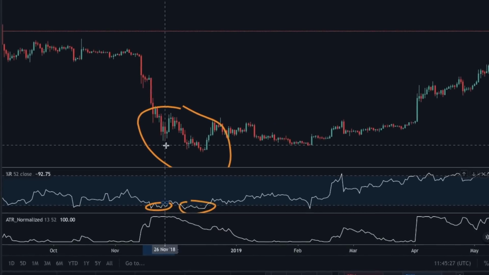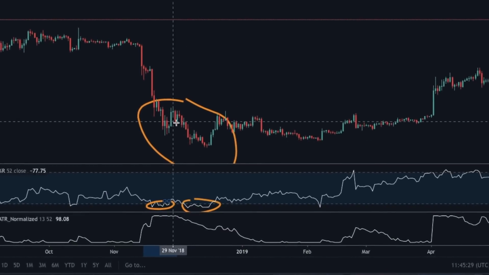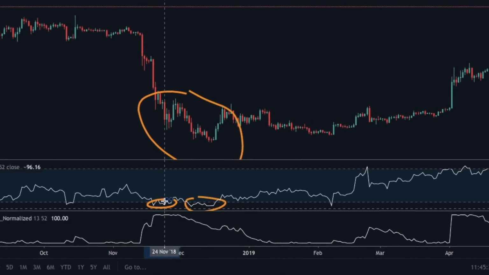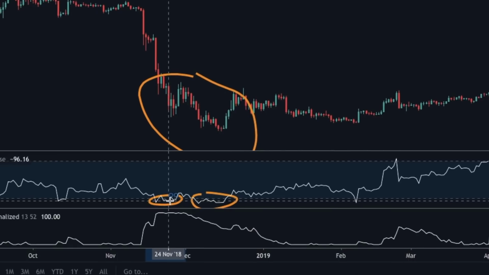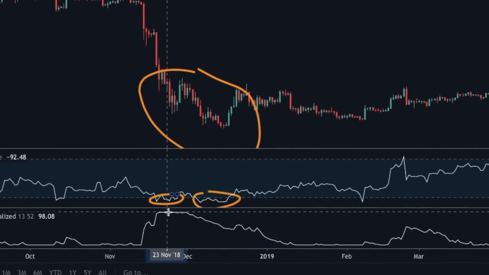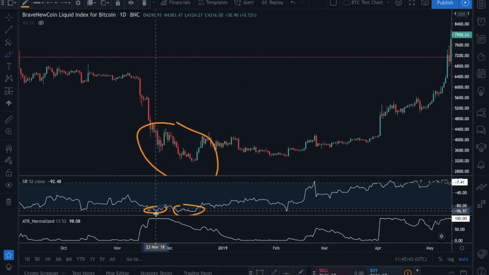And now when the price was actually bottoming around this area, it gives an indication here, right? The minus 96 indication of oversold. And look at the ATR normalized. It's indicating a similar value. So now it's above 95, or it's also around 98, 99. So it means here was a perfect hit.